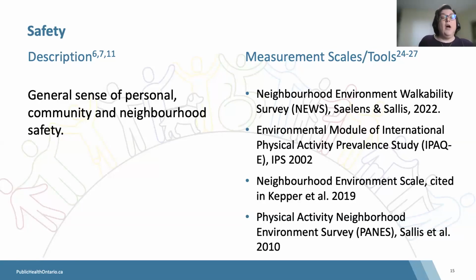In fact, you might not want to hang out in a park if you're living in what you perceive to be a high crime neighborhood. And there are quite a few measurement scales or tools here again around perceived safety. And there was one additional paper that used reported police data in addition to the perceived sense of safety.